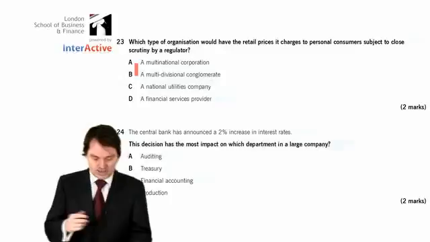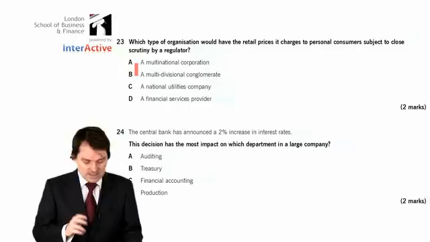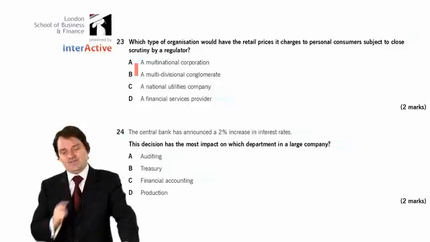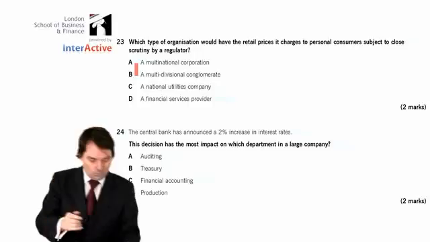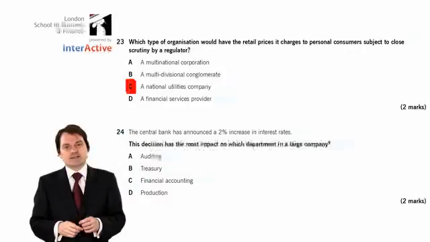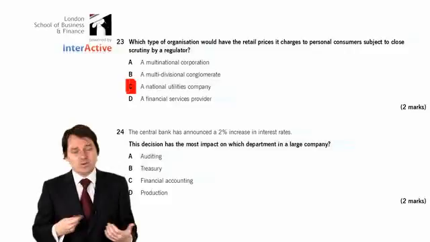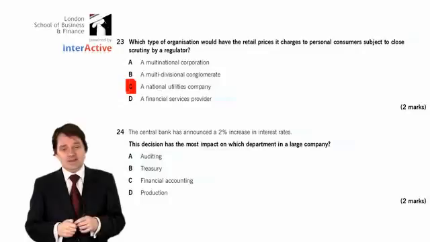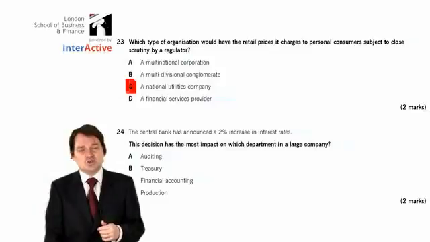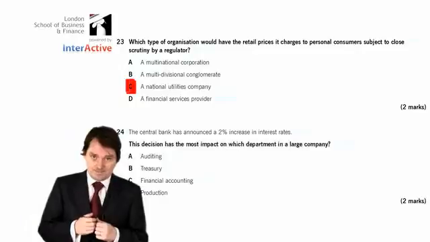Is it going to be a multinational corporation? Is it going to be a multi-divisional conglomerate? Is it going to be a national utilities company? Or is it going to be a financial service provider? One of those should look different to the other four. And the one that really ought to look different is the utilities company. Because a utilities company does things like gas, electricity, because it's used by everybody and you can't avoid using it. You can't live without using electricity or without using water. So because everybody is forced to use it, the prices are normally looked at by the government. So that one would be C.